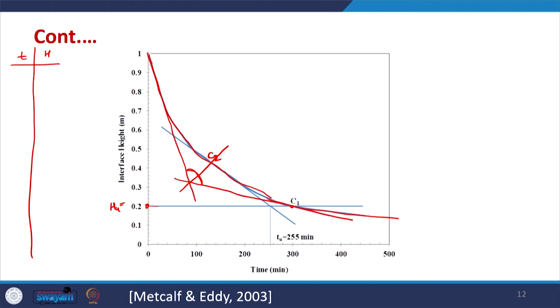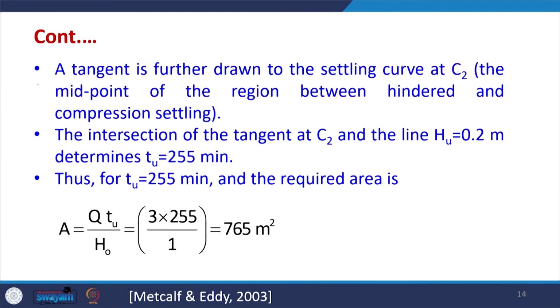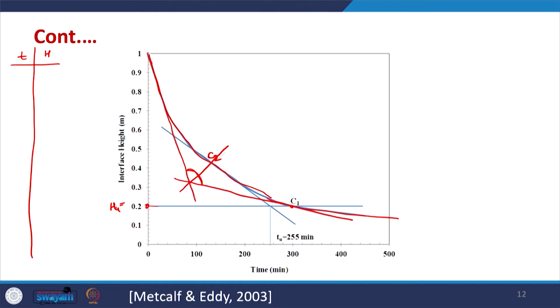Now, the further step is that a tangent is drawn to the settling curve at C2, the midpoint of the region between the hindered and compression settling. So, this point represents the midpoint of the hindered settling and the compression settling, and now we draw a tangent at this point, and this tangent has been drawn.